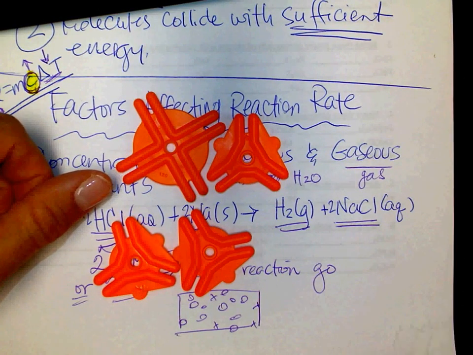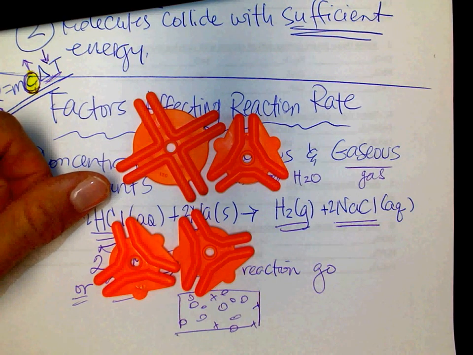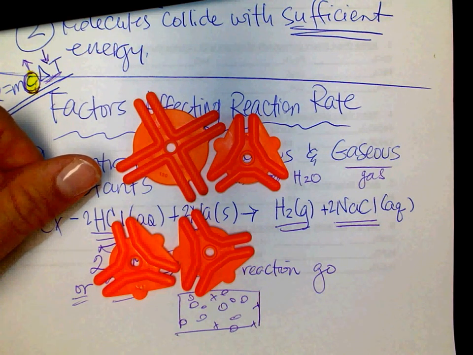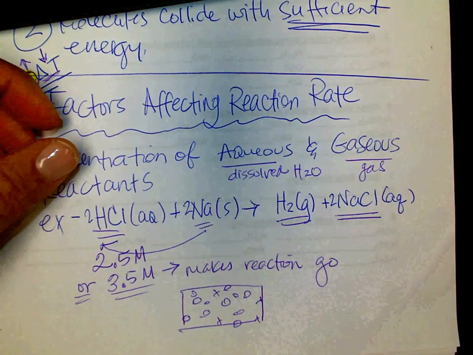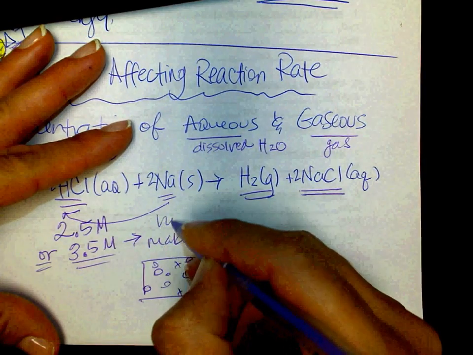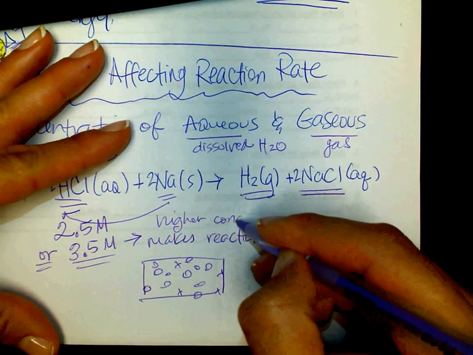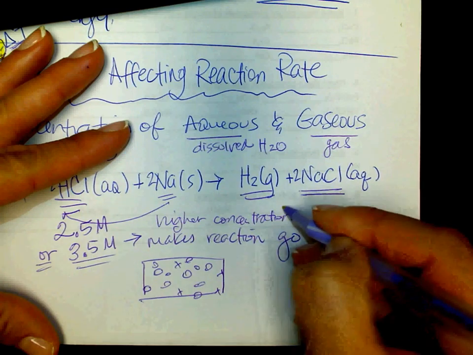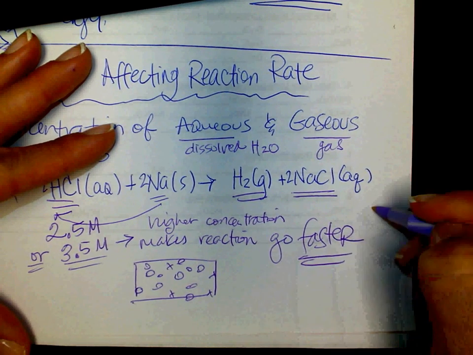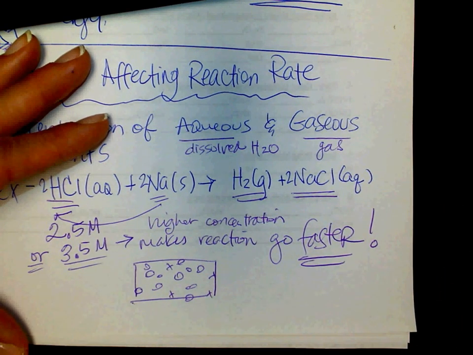What if you have man rabbits and lady rabbits in a cage, and you double the number of rabbits you put in that cage? Where are you going to get more baby rabbits from? More rabbits make more rabbits, right? They're so cute. So, higher concentrations. Neil, you with me? Higher concentration makes the reaction go faster, right?